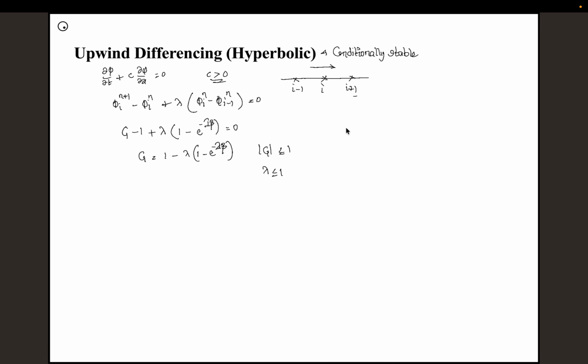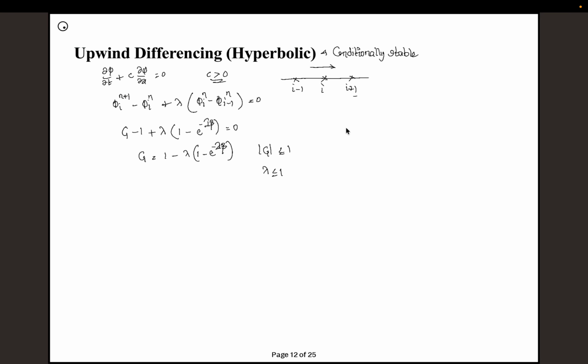Up until last week, we have only said that these methods are so and so without actually deriving whether they're stable or not. But now using the von Neumann stability analysis, we can actually confirm whether whatever we discussed last week is correct or not.